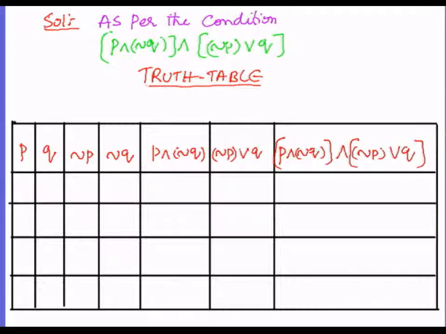Now let us indicate by means of the column numbers. So here this is column number 1, 2, 3, this is the fourth column, fifth, and this is the sixth one, and this is the last column, the seventh column.